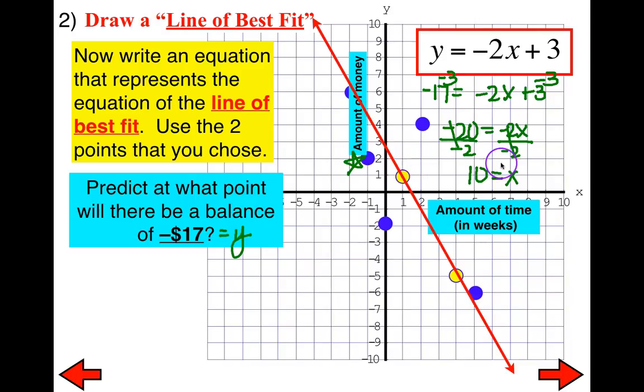But could I just say 10 equals x? Absolutely not, because a lot of people will not understand what that means, especially in context. It did ask at what point will the balance be at -$17. So here, since x represents the amount of time in weeks, I would say at 10 weeks. Now, real quick, we're going to use our graph to just kind of check the validity of our answer. If we were to extend this line up to a point where we can see -17, do you think it would touch at 10? Possibly. It's hard to see, but it's a reasonable answer.